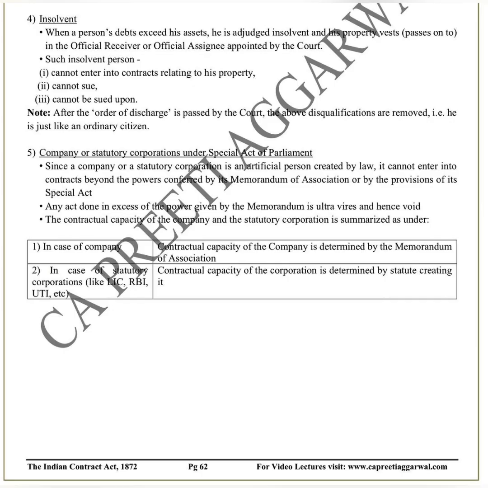What about an insolvent person? Now, an insolvent person is one whose debts exceed his assets or property. As soon as a person is declared insolvent, his assets are transferred to the official receiver or assignee appointed by the court. Now this person cannot enter into a contract relating to his property because he is not in possession of his property. That lies with the official receiver. It vests with the official receiver or official assignee.